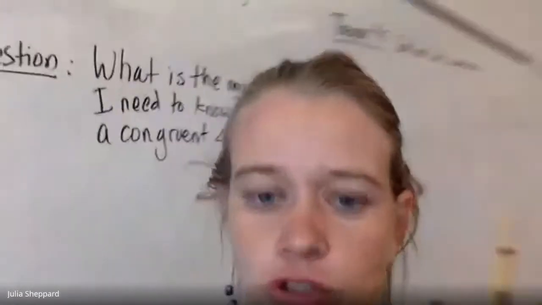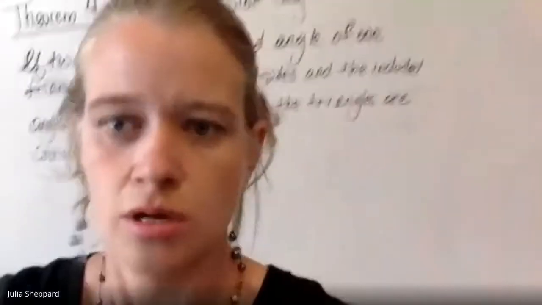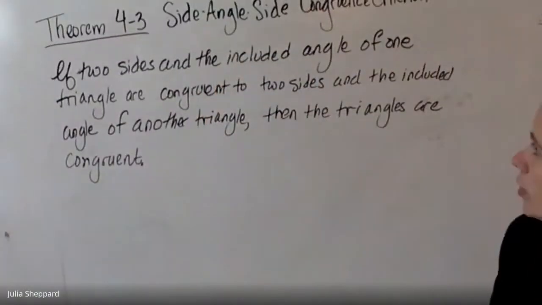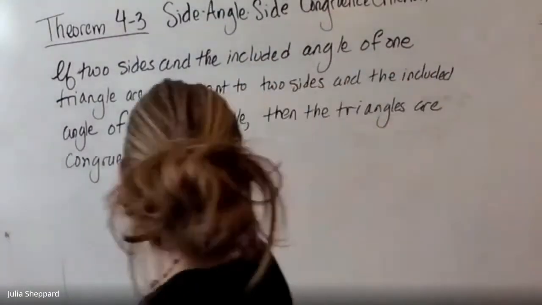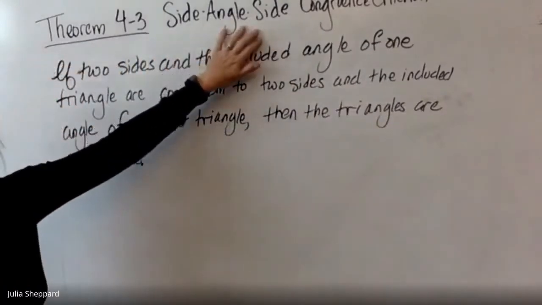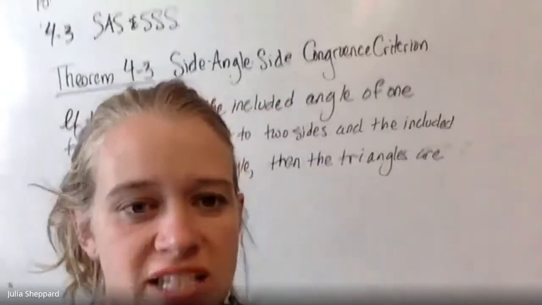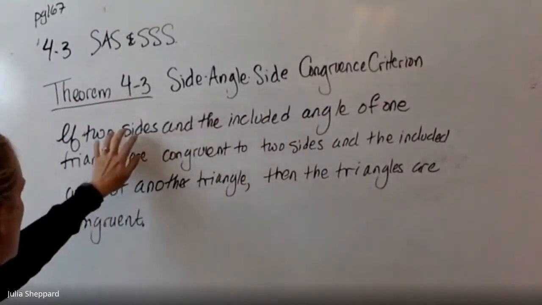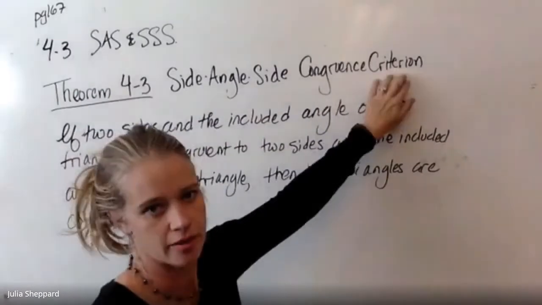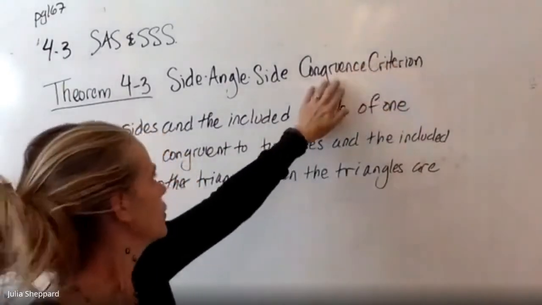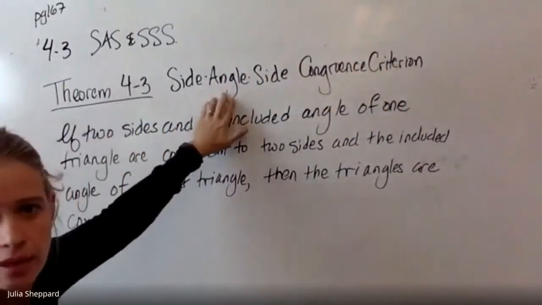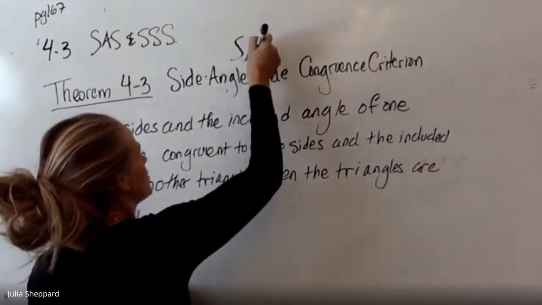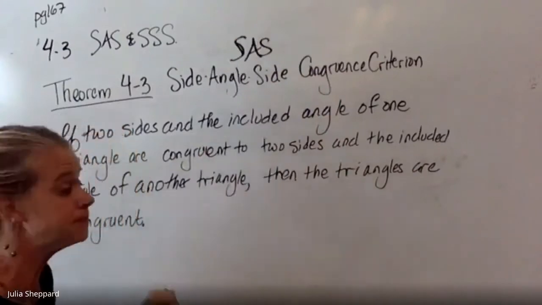So here we go. Follow along in your book on page 167. So theorem 4.3 is the side, angle, side congruence criterion. And what that means is, criterion is just the criteria that you need to know that they're congruent, and it's side, angle, side. And probably I'll never write side, angle, side again. I'm just going to write SAS, and so does everybody else in the world who's ever taken geometry.